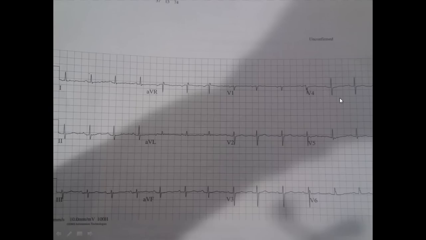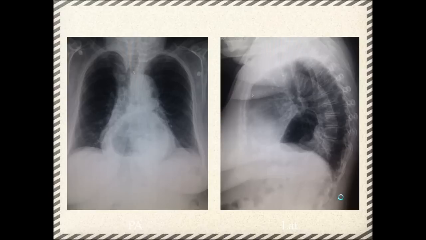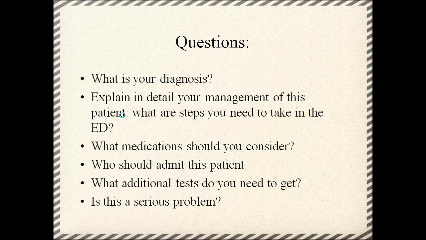What do you see about this x-ray? I spy a widened mediastinum here and here. So these are some questions that you could ask yourself. What is the diagnosis? In this case, we think this is an aortic dissection, and our management and medications to consider. First, let's go over the imaging.